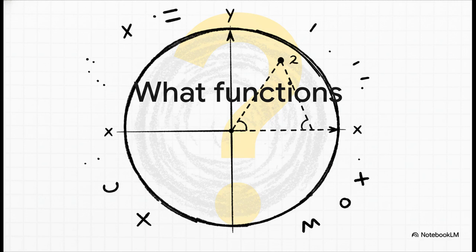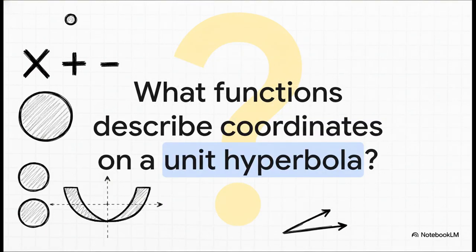Okay, so let's start with something we all know, right? The good old unit circle. Its equation is simple. x squared plus y squared equals 1. And any point on that circle, its coordinates are just cosine of x and sine of x. We got this. But what if we did something a little crazy?